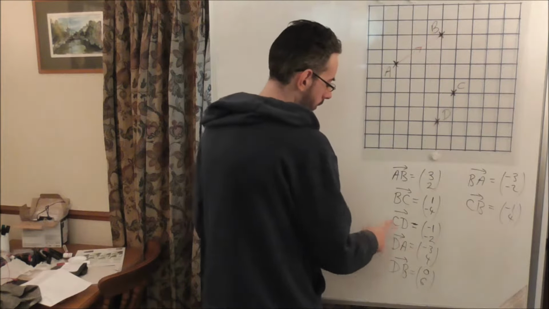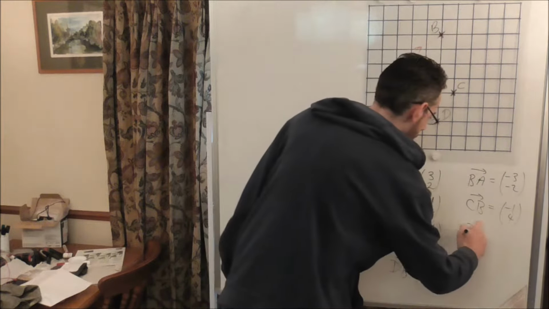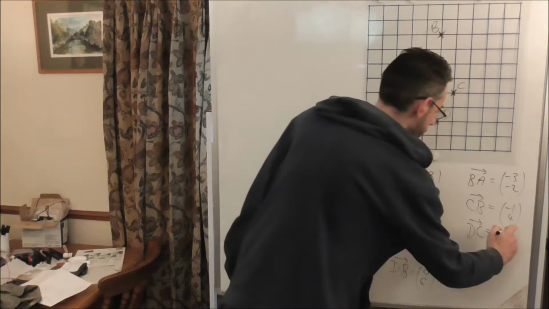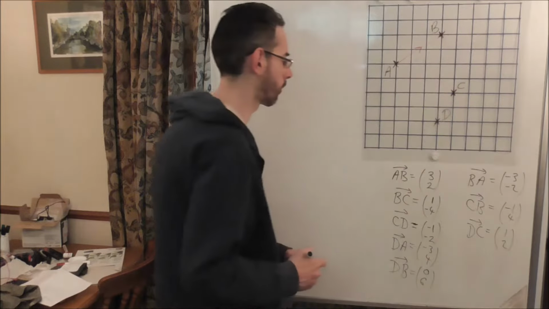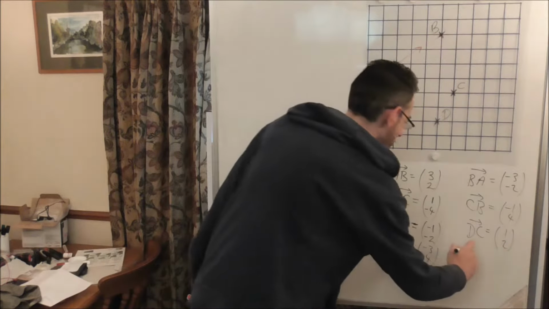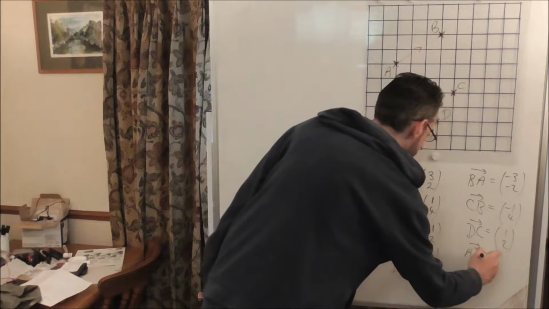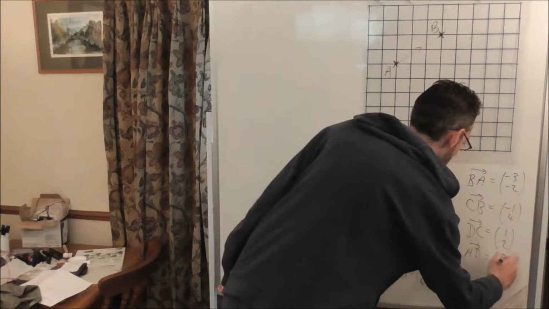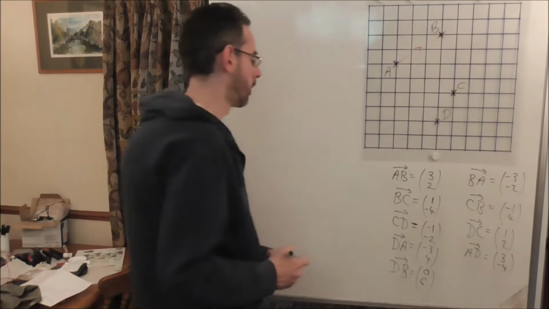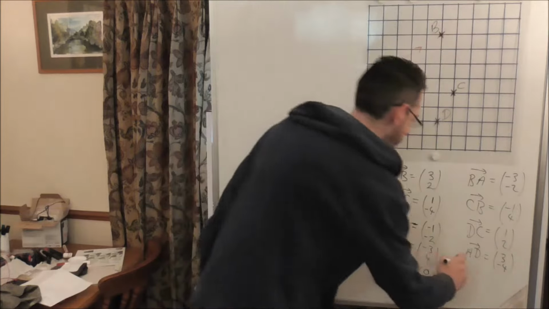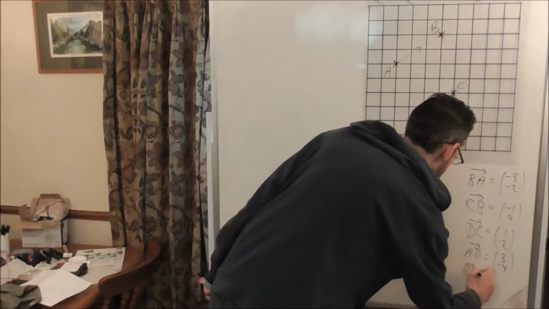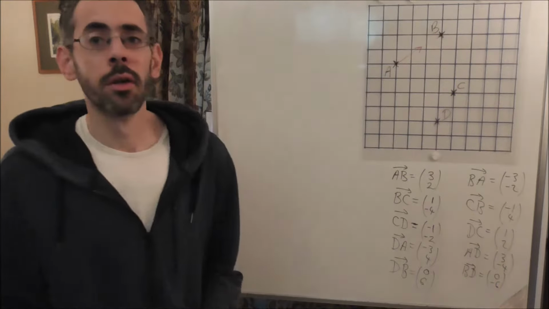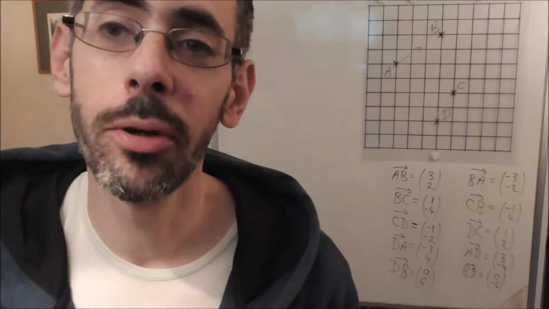So let's do the return journey for the rest of them. So D to C, it should be just plus 1, plus 2. So just (1, 2). And you can check that on the grid. That's D to C. Let's do A to D. Well, D to A was (-3, 4). So A to D is going to be (3, -4). And finally, D to B was (0, 6). So B to D is just going to be (0, -6). So that's a little bit on vectors going from one point to another point.